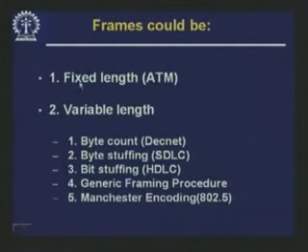Now frames could be fixed length like ATM. ATM cells are a fixed length, so once you have synchronized, you know that they are going to come with a 53 byte kind of regularity. But frames could be variable length also, in which case we use byte count, byte stuffing, bit stuffing, generic framing procedure, Manchester encoding, etc.